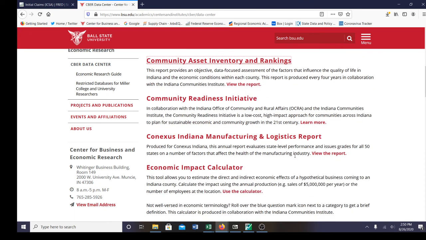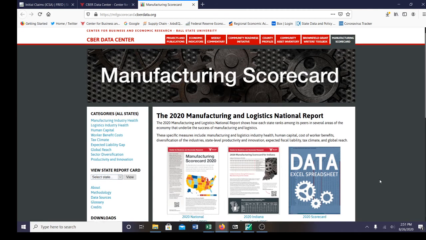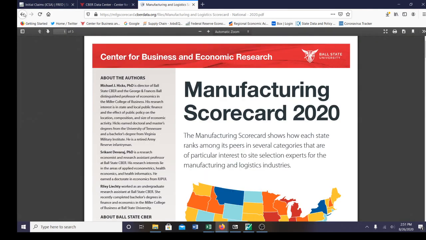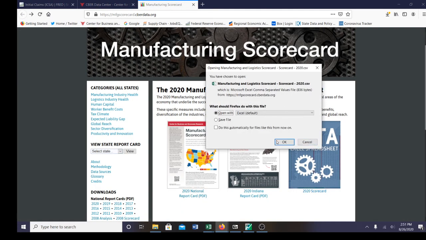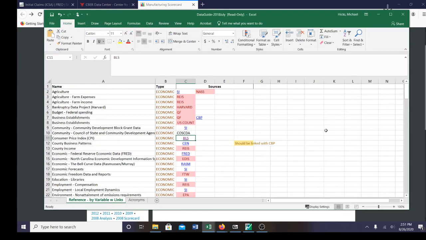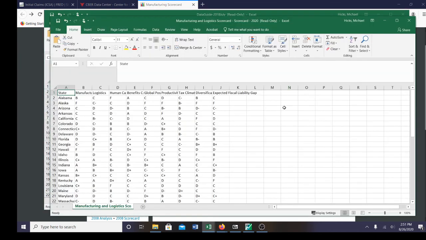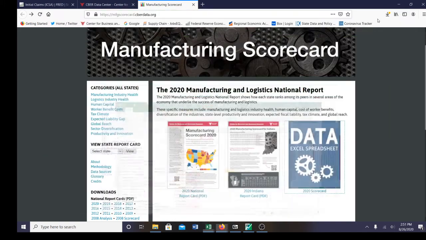There are other data here. Community Readiness Initiative is really for smaller communities, so this is something that's better tailored not to a student but to a community. This is an annual manufacturing report card that our center gets a lot of information about. These are the products that we write, and then the spreadsheets that we have available for the work itself. So this gives us the different county rankings, and I'll click out of that.